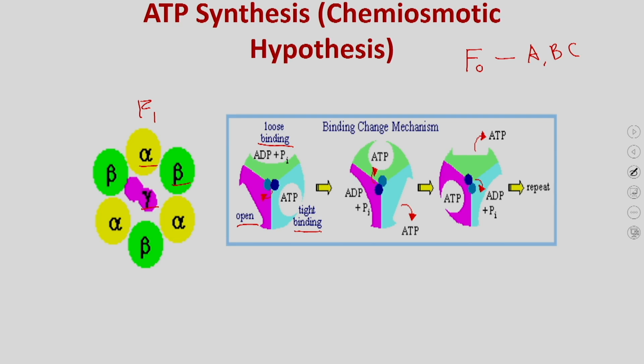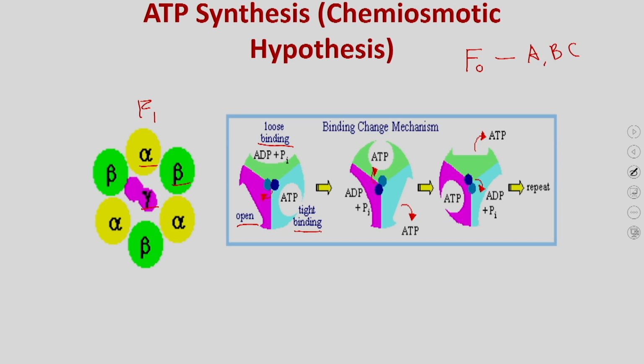One is called open conformation, the other ones are called loose conformation and tight conformation. The open conformation, or the open site, is actually the active site where it can receive the substrates. So, this open site initially gets the ADP and Pi. They come and bind to this site, and then there is a conformational change in the beta subunit because of the movement of the gamma chain, and as a result the ADP and Pi go and bind to the loose binding site.